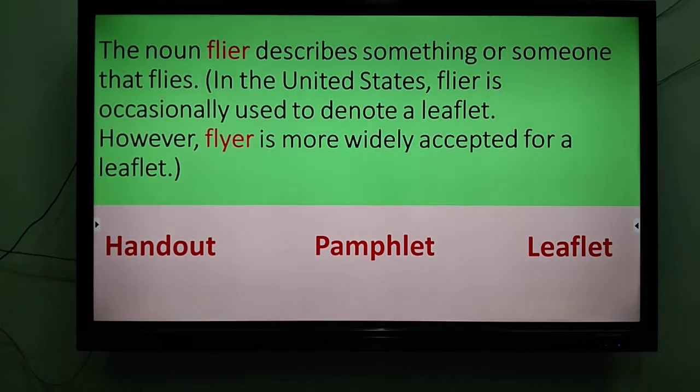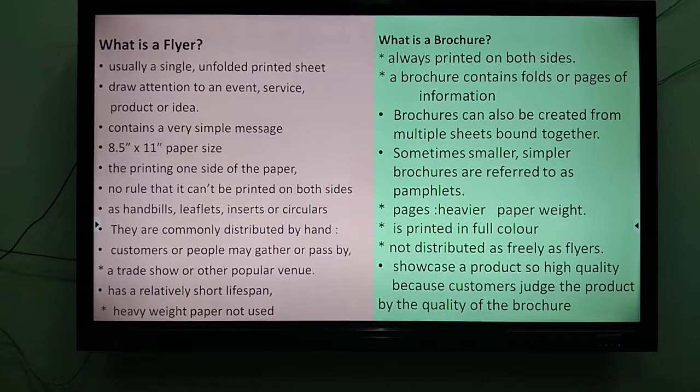A leaflet is also known as a handout, pamphlet, and leaflet, as you already know. So flyer means a handout or a pamphlet, and it is a piece of paper which gives us specific information for a specific purpose. Now you might have heard of a brochure as well. What is the difference between a flyer and a brochure?